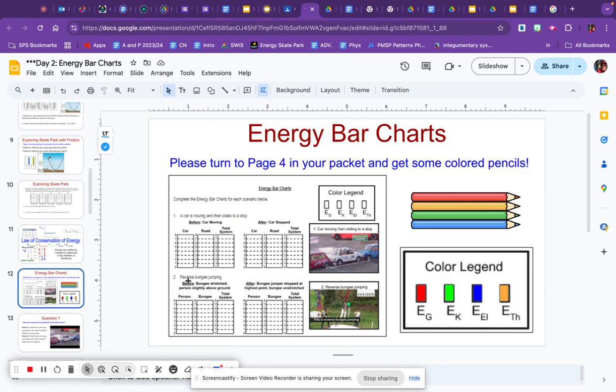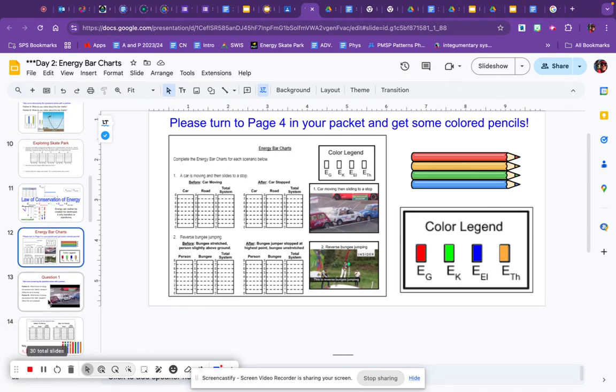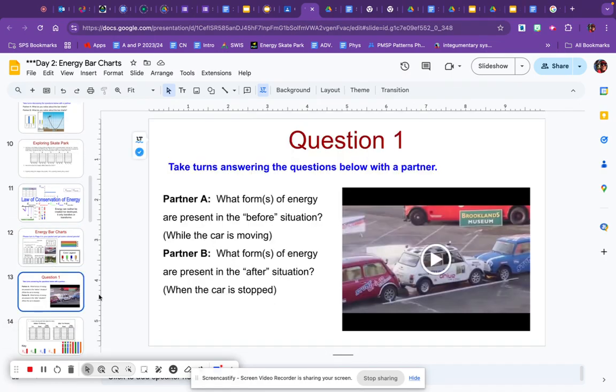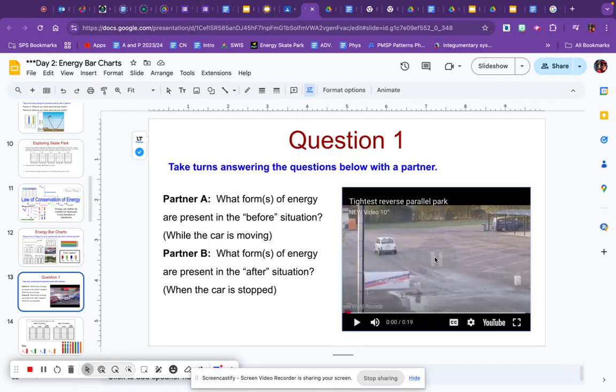So we're going to watch a couple of videos. You're going to take out 4 colors. Doesn't matter if they are these colors or not. I think this is page 3 or 4 in your packet. You're going to watch videos, and then you're going to color in these energy bar charts. So let's look. Okay, so you're gonna watch. This is a cool one. This is really cool. So you're gonna watch this. Oh, here we go.